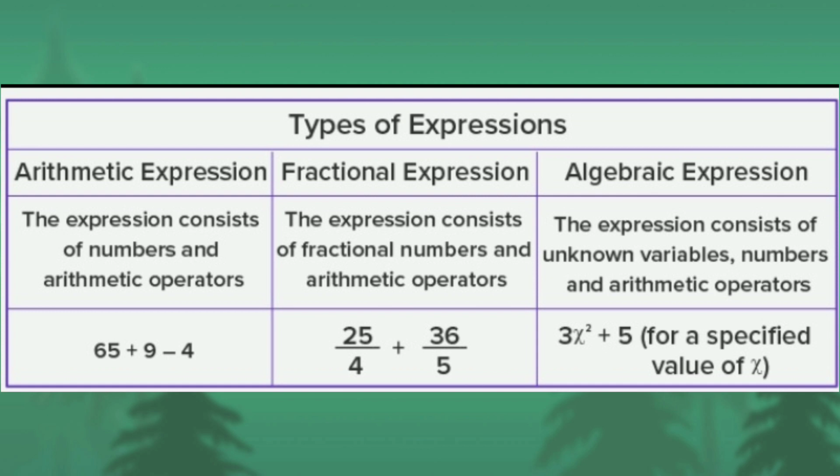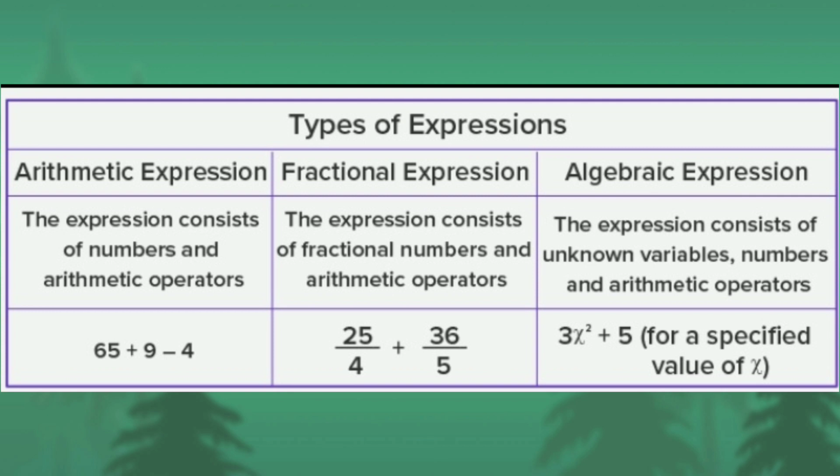See types of expression. There are three types of expression: arithmetic expression, fractional expression, and algebraic expression. First we see arithmetic expression. An expression consisting of numbers and arithmetic operators is called an arithmetic expression. For example, 65 plus 9 minus 4. Second, fractional expression. The expression consists of fractional numbers and arithmetic operators. For example, 25 upon 4 plus 36 upon 5.